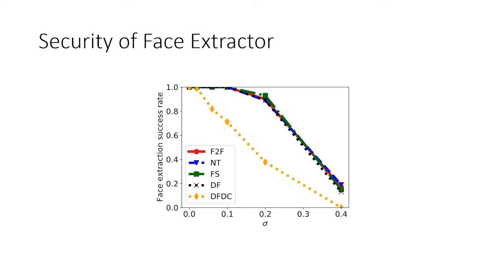This figure shows the face extraction success rates with respect to the standard deviation sigma. We observe that when the noise level sigma is small, the dlib face extractor can extract the faces in most image frames. However, when sigma increases, the success rate drops quickly, indicating that the face extractor fails to extract the faces when a relatively large Gaussian noise is added to the image frames. For example, when sigma equals 0.4.